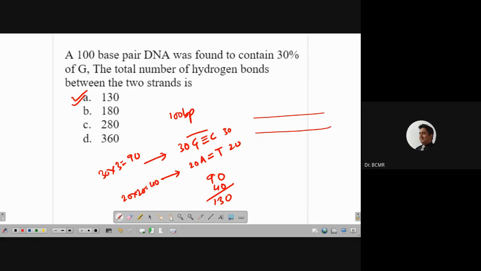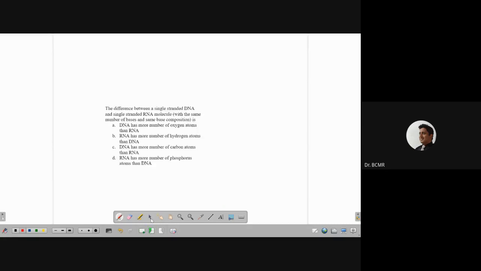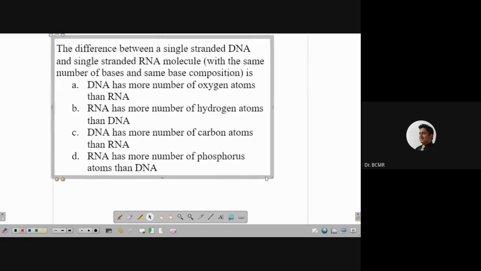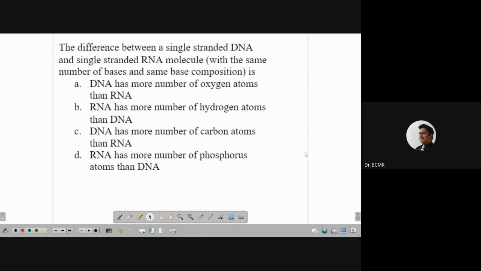Okay, so let's get going. This is, again, an interesting question. If you can think of it, use any resources right now if you want to, but figure out the correct answer. The difference between a single stranded DNA and a single stranded RNA molecule with the same number of bases and same base composition is: DNA has more number of oxygen atoms than RNA; RNA has more number of hydrogen atoms than DNA; DNA has more number of carbon atoms than RNA; and RNA has more number of phosphorus atoms than DNA. What is the correct answer for this?